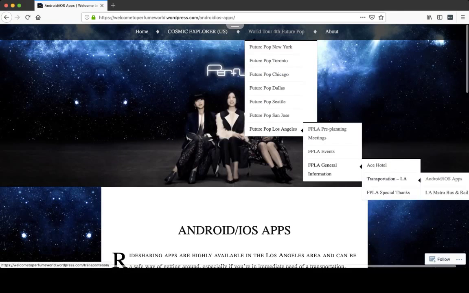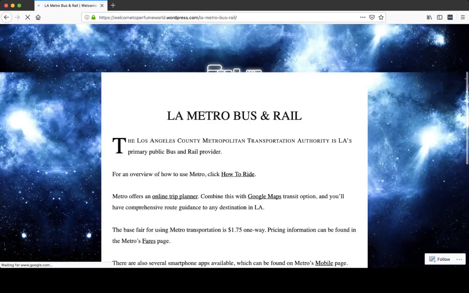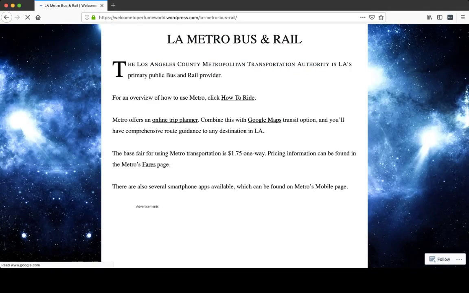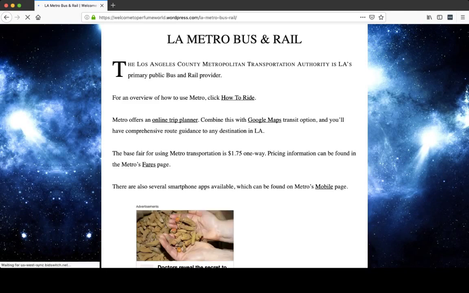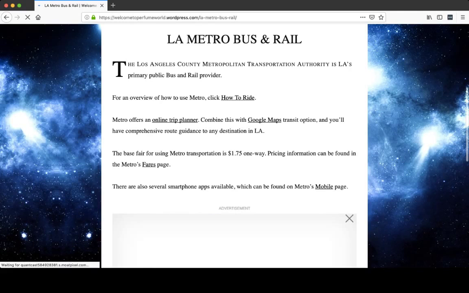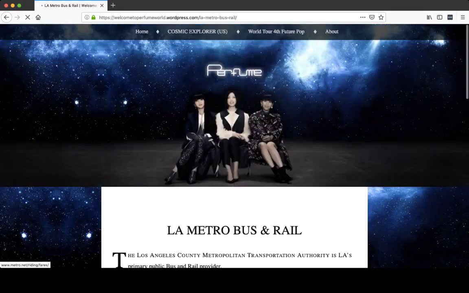And the LA Metro bus and rail page will show you links to know how to ride the LA Metro. It has a trip planner, which combines with Google Maps. It gives you some good comprehensive guidance on how to get around in LA using that. And Metro transportation is $1.75 one way. That's pretty cheap. And pricing information can be found here. All of that information is on the website. So that's good. That's there for all of you out there.